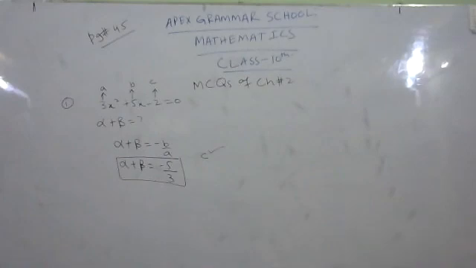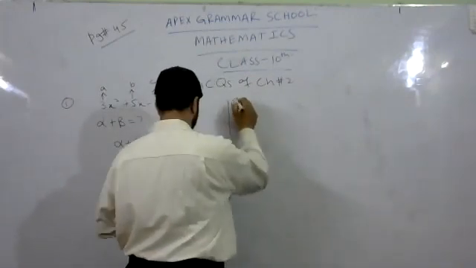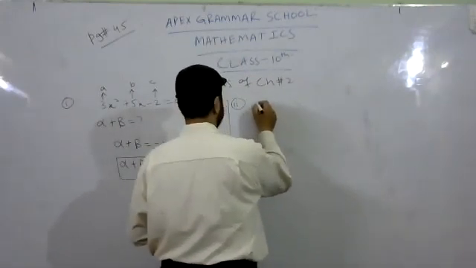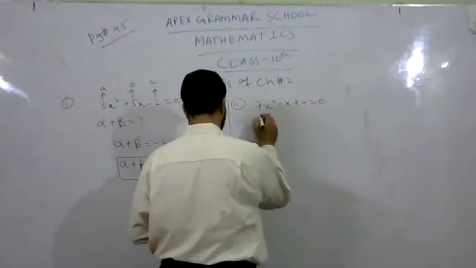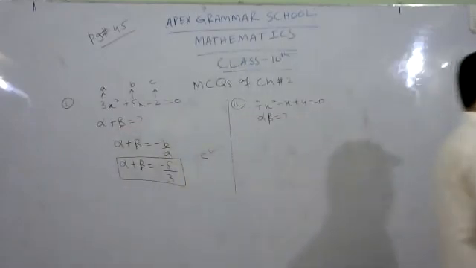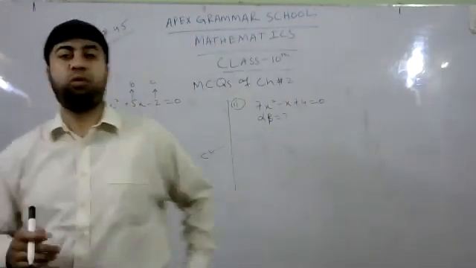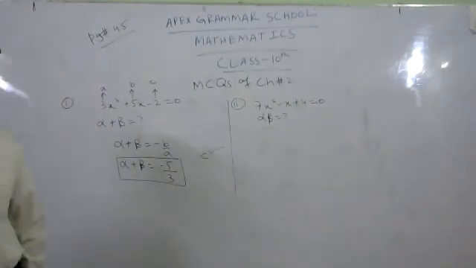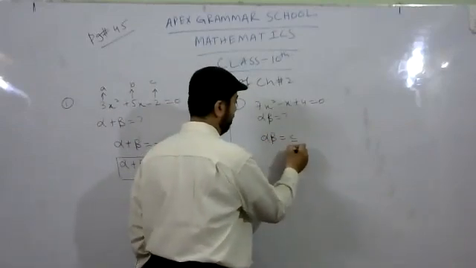After that, the second part: 7x square minus x plus 4 is equal to 0. Then find the value of alpha beta. What is the value of alpha beta here? Alpha beta means the product of roots. The formula for the product of roots is alpha beta is equal to c over a.